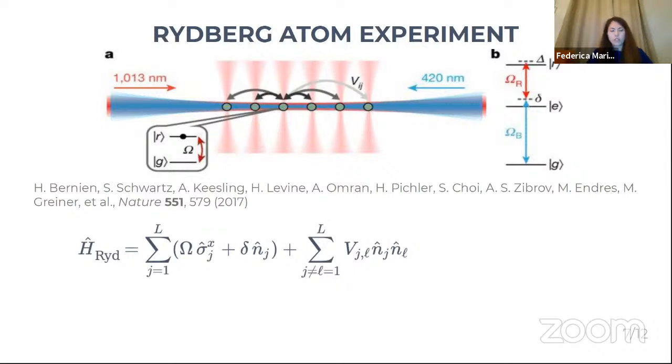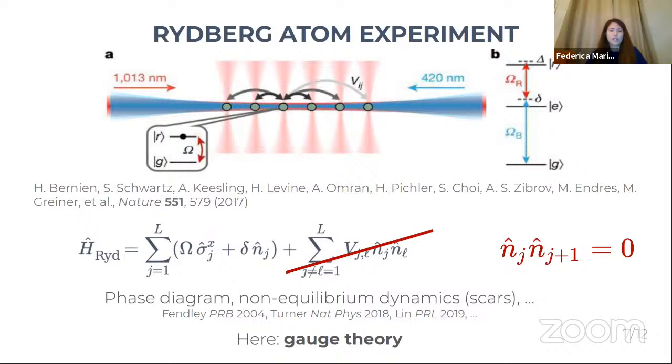And they were working in the regime where the interaction between nearest neighbors was very large. And so this model can be simplified in this way. One can neglect longer range interaction and only take into account interaction between nearest neighbors by enforcing this constraint, saying that two Rydberg excitations cannot sit on neighboring sites because this requires too large energy. And this model was studied for different reasons.